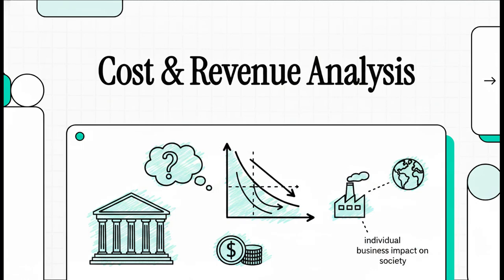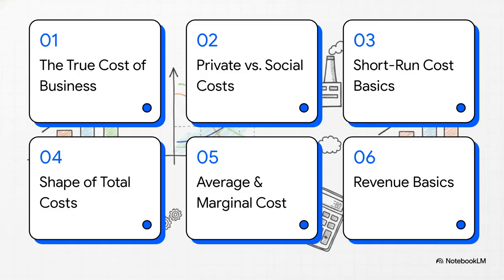Welcome to This Explainer. Today, we are completely untangling the alphabet soup of microeconomics. We're going from the deep philosophical definitions of what a cost actually is straight into the mathematical curves of a firm's daily operations. Whether you're looking at a single business or the broader impact on society, understanding these mechanics is absolutely essential. Here's our roadmap for today.